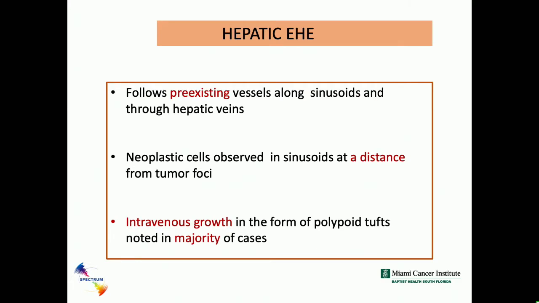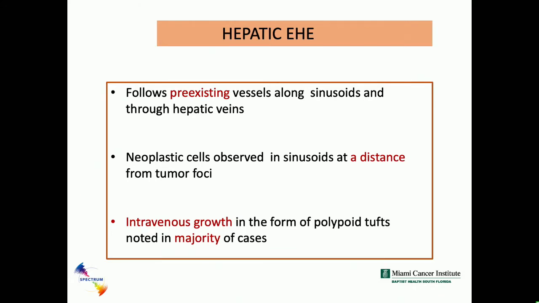So the tumor tends to follow pre-existing vessels along the sinusoids and through the hepatic veins, and the tumor cells are observed in sinusoids at a distance from the tumor foci, and intravenous growth in the form of polypoid tufts is noted in the majority of cases.